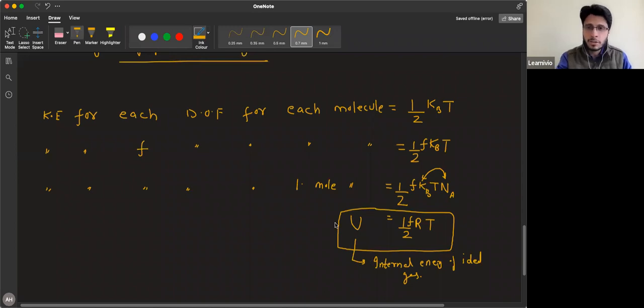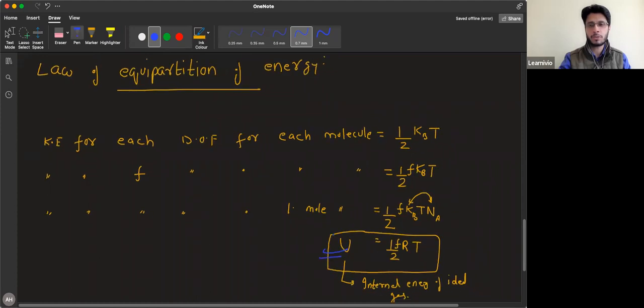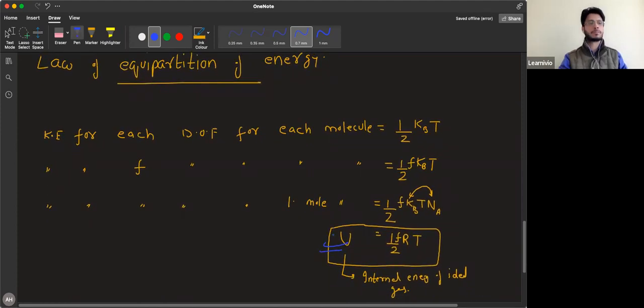This is correct. So this expression of internal energy is the link between the kinetic theory of gases and thermodynamics and thermal properties. Just note it down. We'll see how we use this in thermodynamics, why it's so important. So through this, we can connect thermal properties, KTG and thermodynamics.